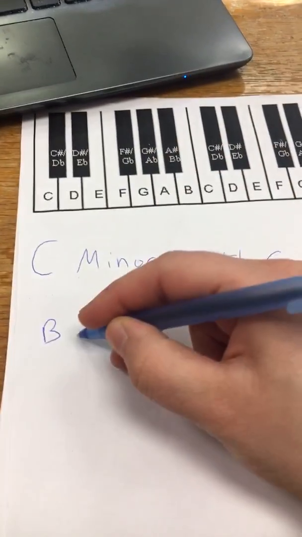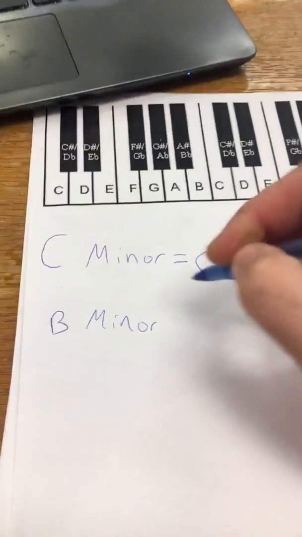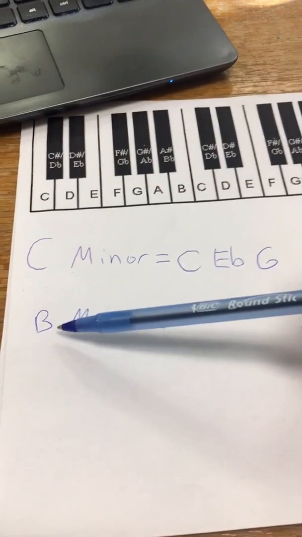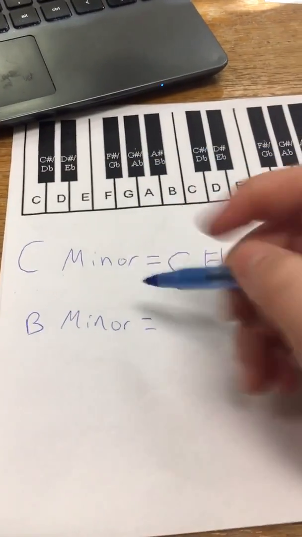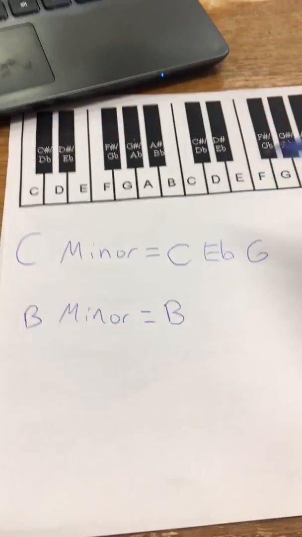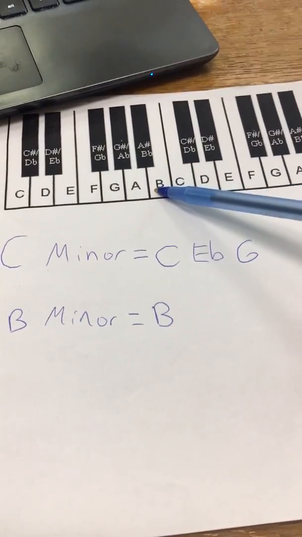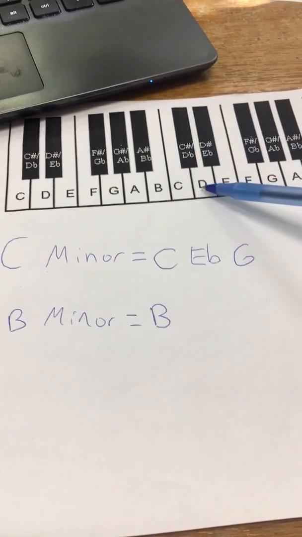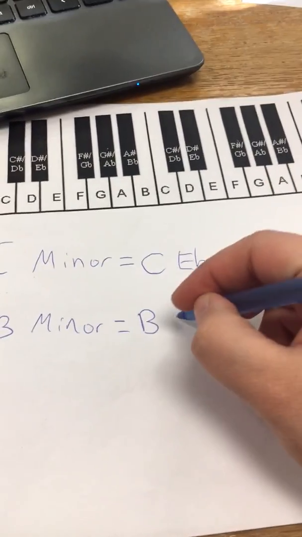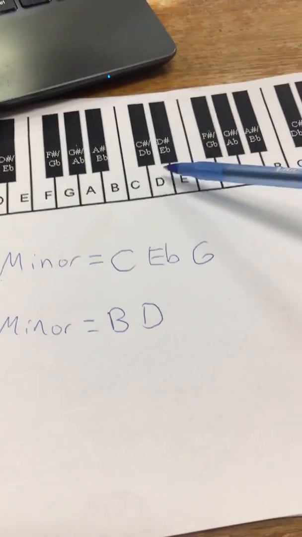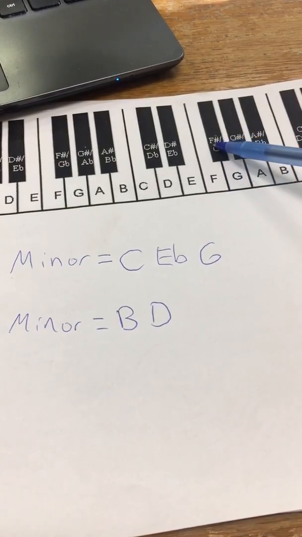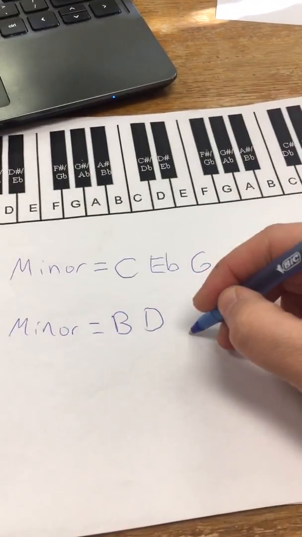Let's try the same thing on B minor. So for the B minor chord, the first note is always going to be the root of the chord. So since this is called the B minor chord, the root is B. Now we have to count 3 half steps. 1, 2, 3. See? And then from there, 4 half steps. 1, 2, 3, 4. And for that one, I'm going to use F sharp.